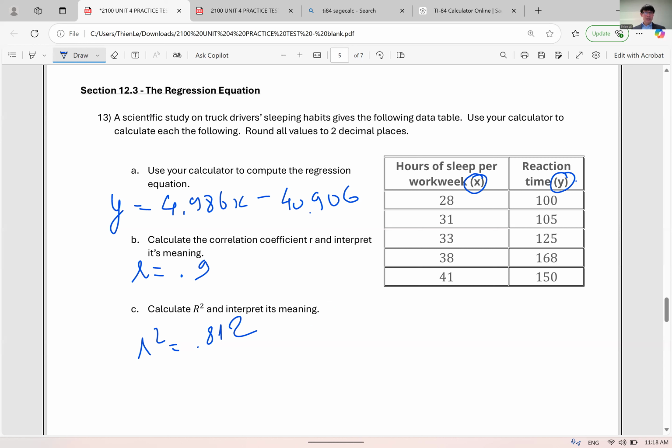Okay, and say the R square is 0.812 here. So basically, it tells us like 81.2% of the variation in reaction time can be explained by the linear relationship between the hours slept and the reaction time. So pretty much it tells us that sleep can serve as a very good predictor, right? When using it to predict the reaction time. So this is the meaning of R square.